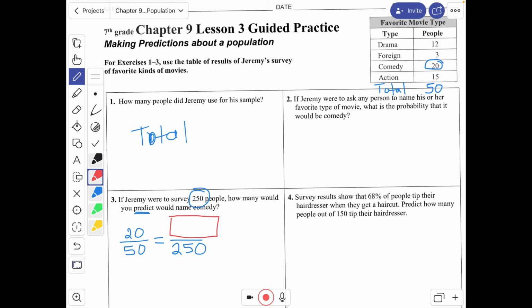What could I do to 50 to get to 250? I could multiply times 5. Then I can do that on top. 20 times 5 makes 100. So I can predict that if Jeremy were to go ask 250 people, 100 of those would say comedy was their favorite.